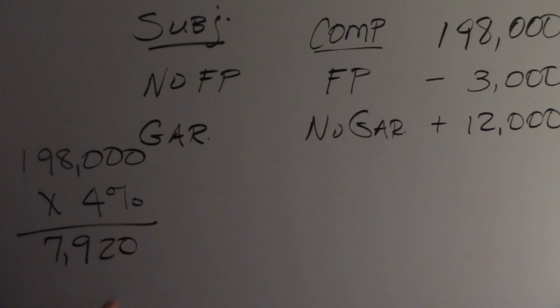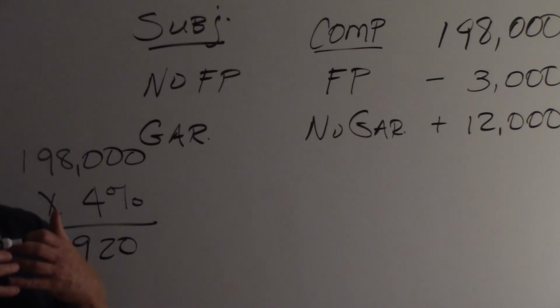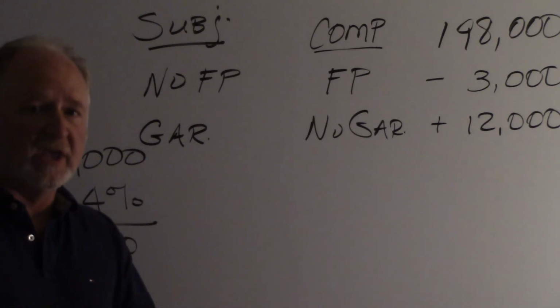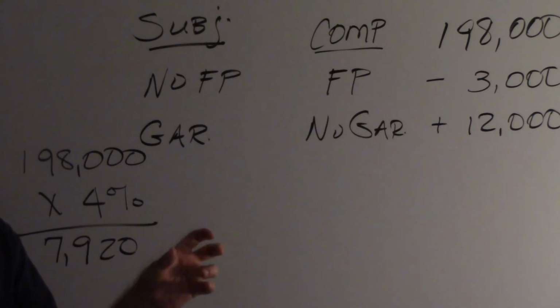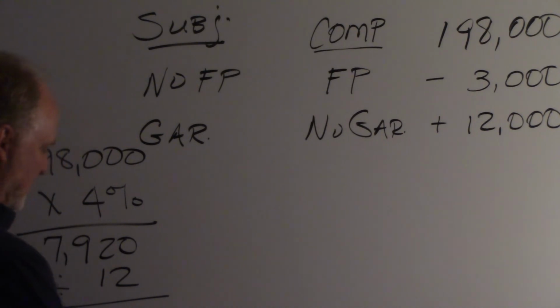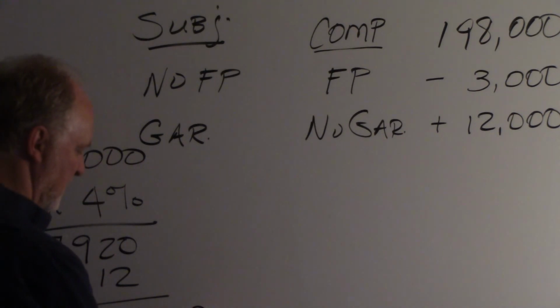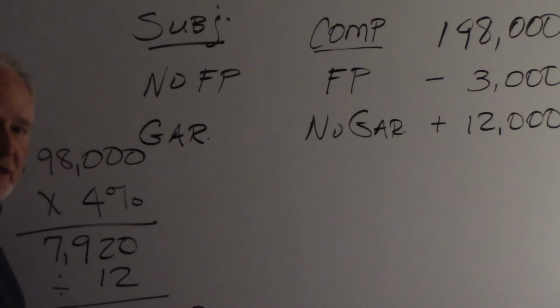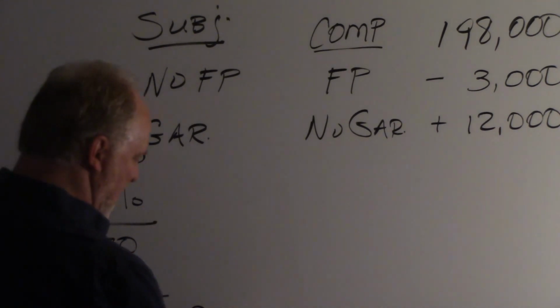$7,920. Now that's how much it would have appreciated if it had had a whole year. But it didn't have a whole year, it had 9 months. So let's figure out how much 1 month would be by dividing by 12. Lisa, can you divide by 12 for me? 7,920 divided by 12 is 660. That's how much it is for 1 month. So therefore, if it sold 9 months ago, 660 times 9 would be $5,940.